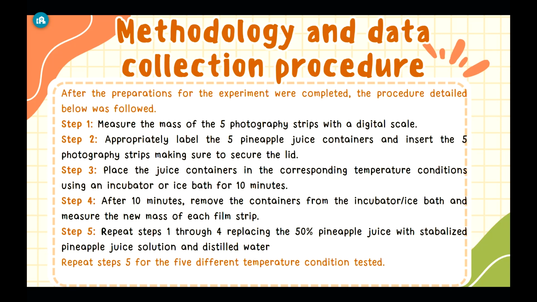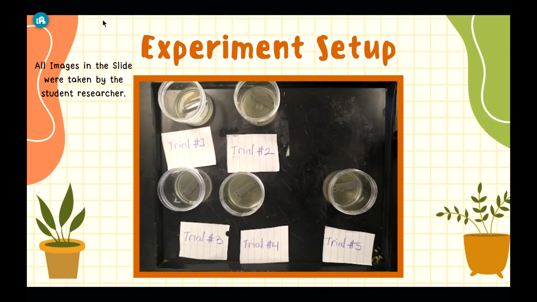Step 5. Repeat steps 1 through 4, replacing the 50% pineapple juice with stabilized pineapple juice solution and distilled water. Repeat step 5 for the 5 different temperature conditions tested. This is the experiment setup with the 5 plastic containers, film strips, substances, and plastic tray.